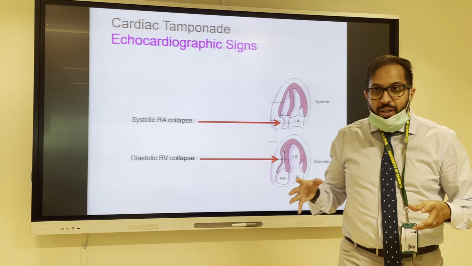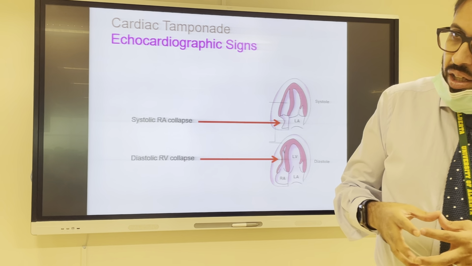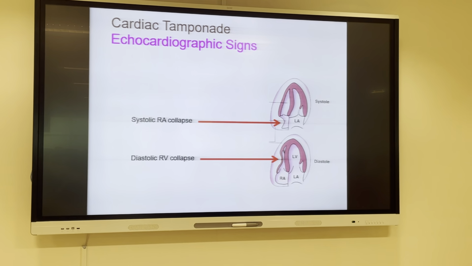I don't want anybody to say systolic RV collapse, because everybody here has systolic collapse. Systolic collapse is normal. Systole means collapse, like this. But when there's collapse in diastole, that's something. Systole is normal, but if there's collapse during diastole in the right ventricle with pericardial effusion, then that's tamponade.